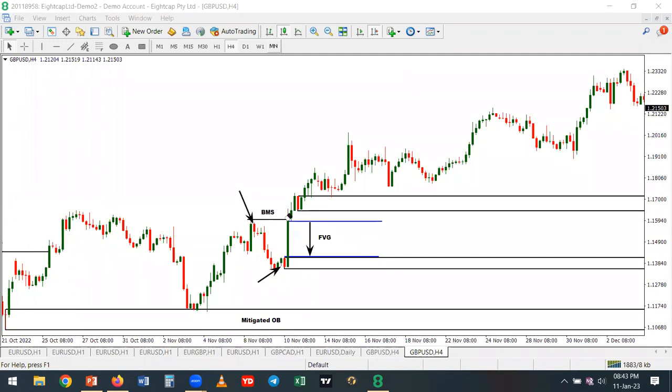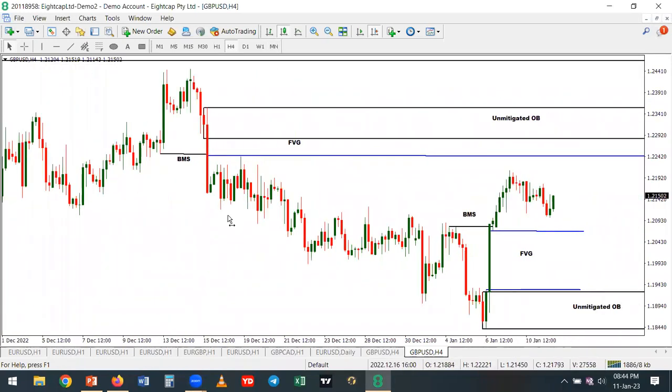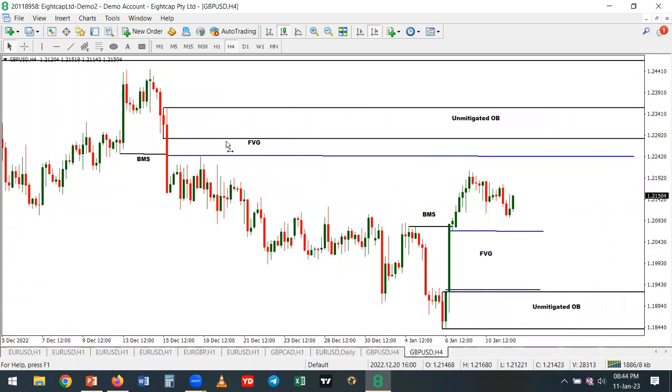I hope we are getting something here. I'm trying to make this as simplified as possible. Okay, this is another FVG.